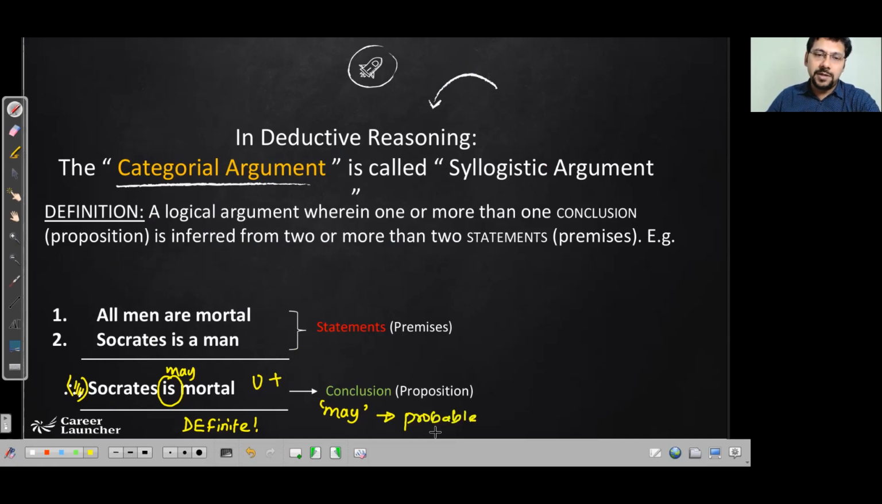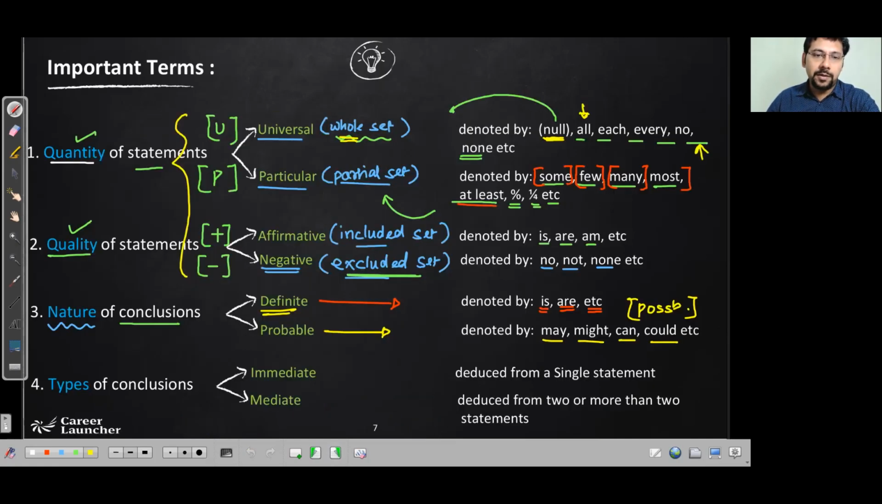So I'm sure this is simple enough to understand, and I hope you understand it quickly. Probable claims will appear in your exams only, let's say, 1% of the time. 99% of your exams are going to focus on giving you definite claims. Now, for the types of conclusions, the mediate and the immediate, it's again very simple to understand.